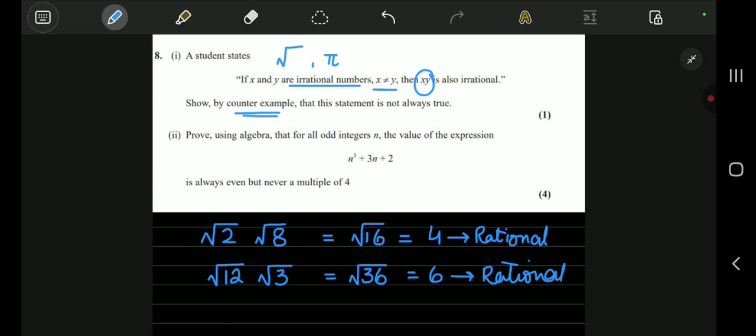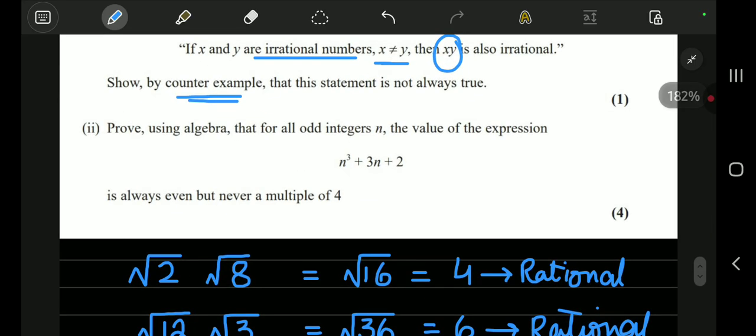Secondly, prove using algebra that for all odd integers the value of the expression is always even but never a multiple of 4. So how do you write an even number? You write an even number as 2 times, we can take any variable for it, not n, or we can take x, so 2x is your even number, where x is an integer. Okay, it gives you even. But 2x plus 1 represents all odd numbers.